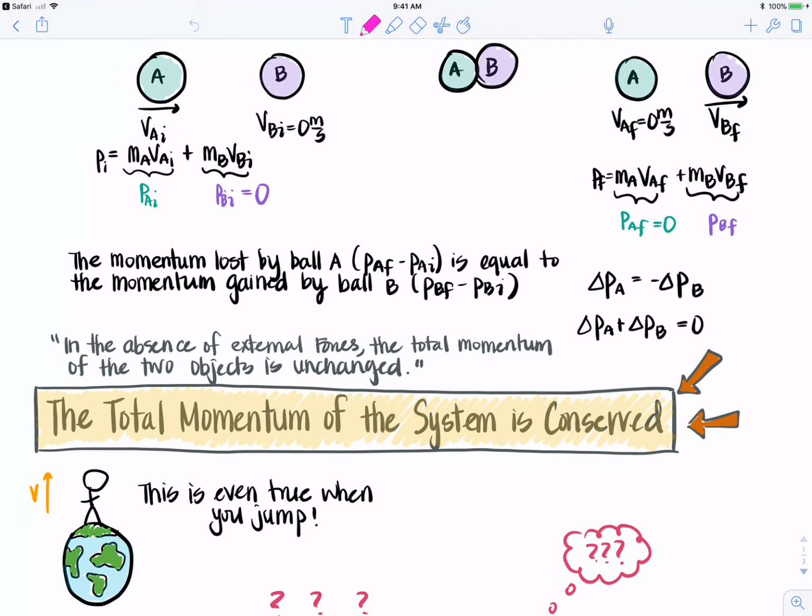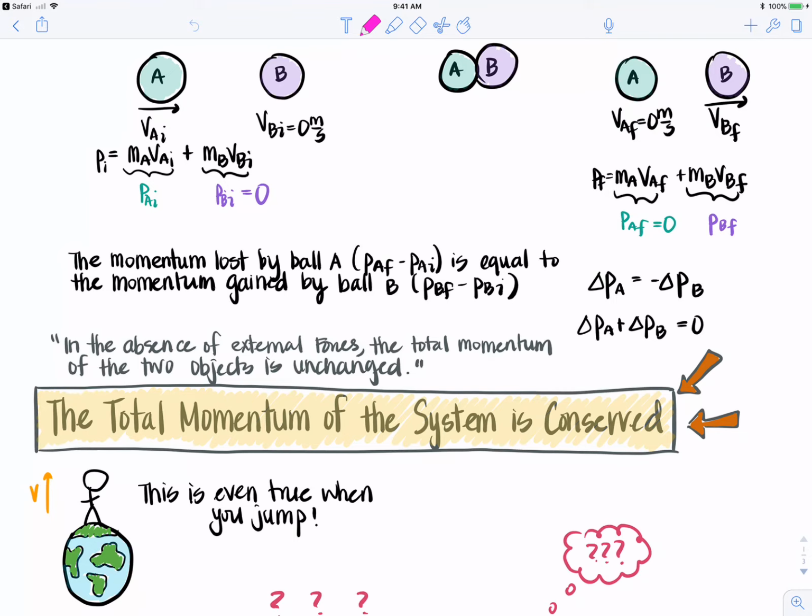This is even true when you take a jump. So when you impart an impulse upon the earth to change your momentum and jump, the earth experiences a change in momentum that is equal and opposite to the momentum change that you experienced. Now the reason that we can't really observe this change in momentum in the earth is because the mass of the earth is so large that the change in velocity is so small. It's not even observable. But it does happen. So mathematically, there is a change in the earth's velocity when you jump.